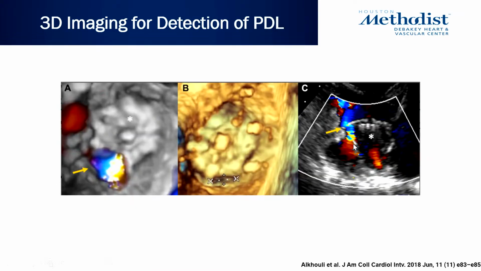These are 3D images and 2D images of a peri-device leak that you can see right here. You can see it by 2D imaging, and 3D imaging also helps us size it and confirm the presence of color.